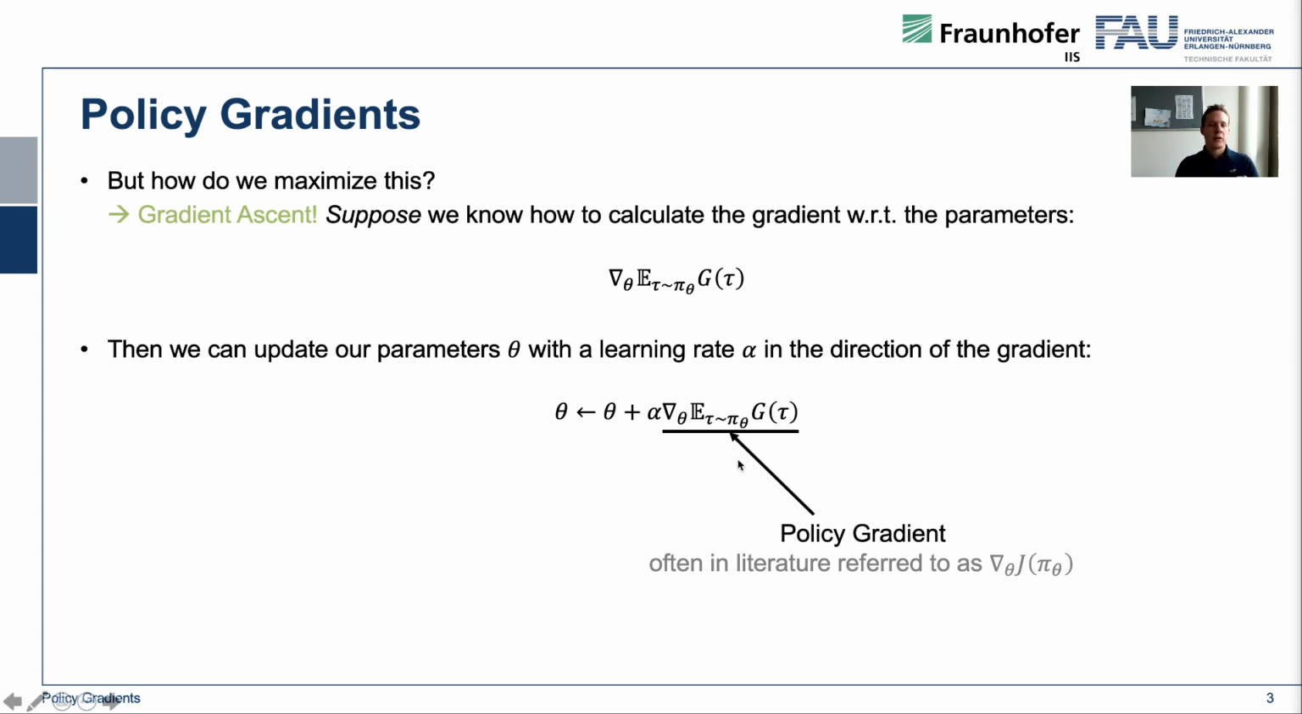And this is exactly what we will be doing, and this is what we call the policy gradient, which in the literature is often defined like this, which is basically the gradient of the objective function with respect to the parameters. So this is the policy gradient, and this lecture is about deriving and using the policy gradient to update our policy.